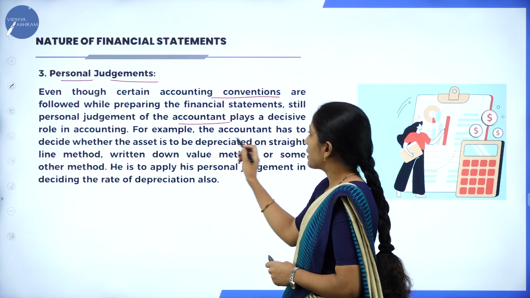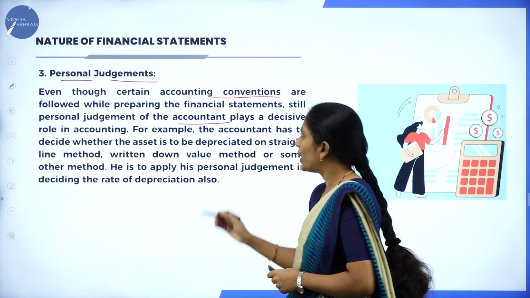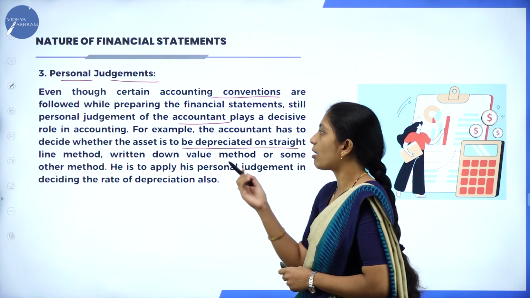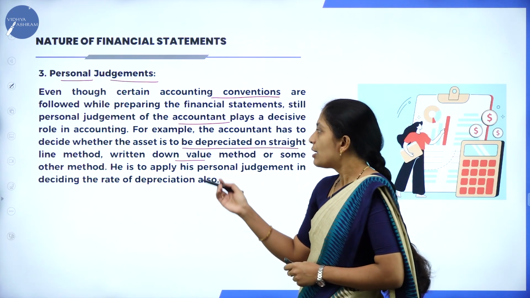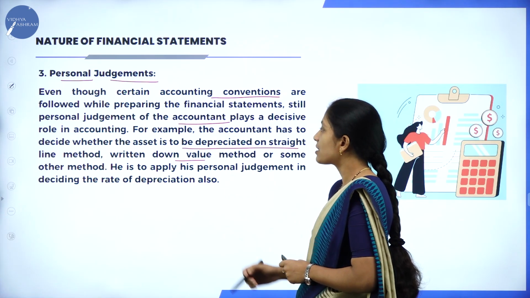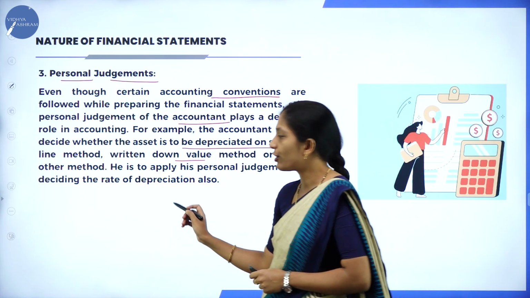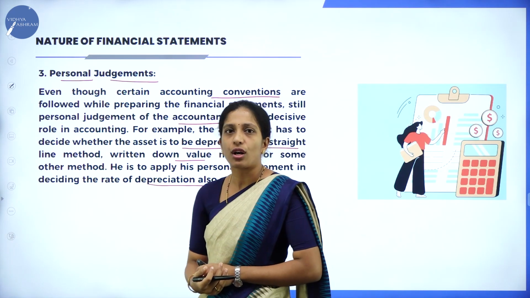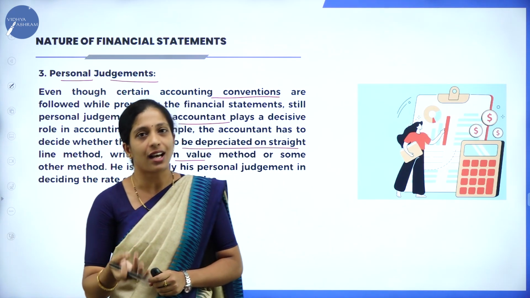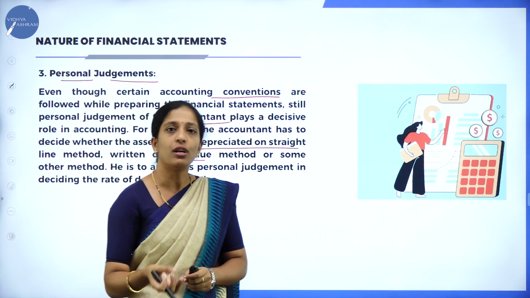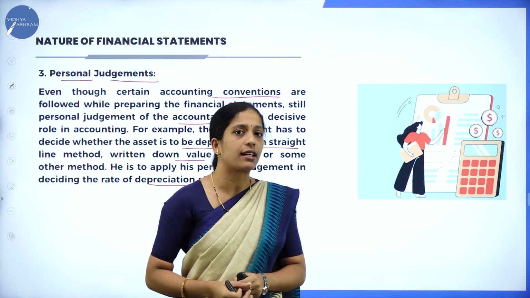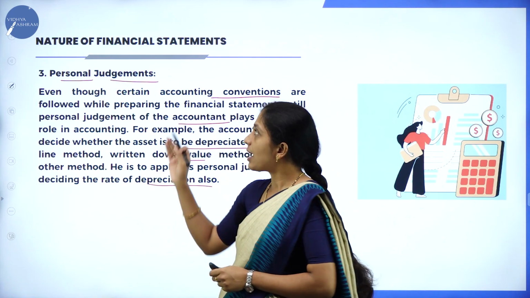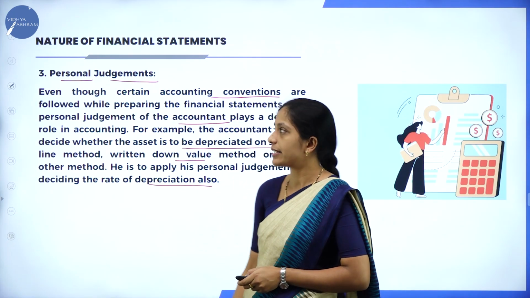Correct? So for example, an accountant has to decide whether an asset is to be depreciated on the straight line method or the written down value method or some other method. So he has to apply his personal judgment while deciding the rate of depreciation also. It is not only in terms of depreciation, but various other accounting calculations also. It is based on the decision of the accountant whether he has to follow a particular method or not. So these are the nature of financial statements.